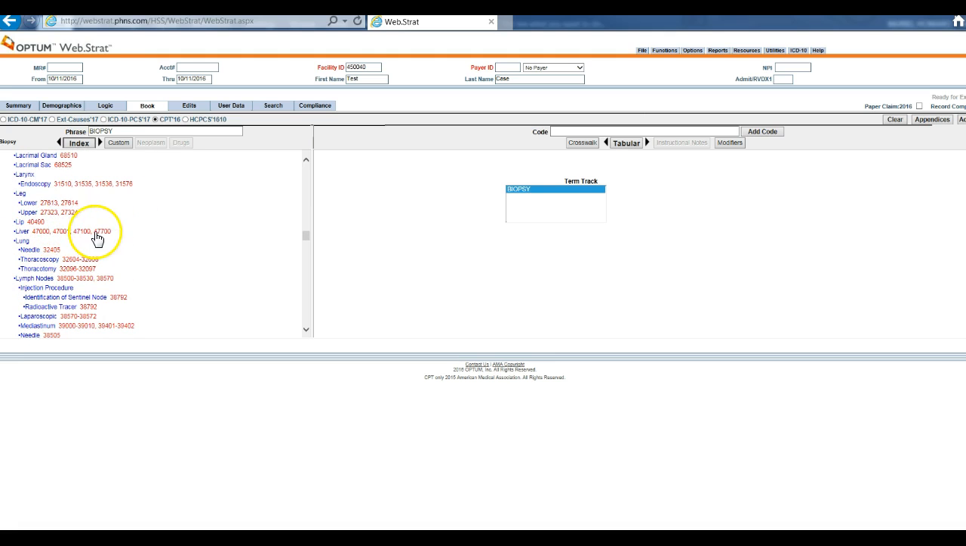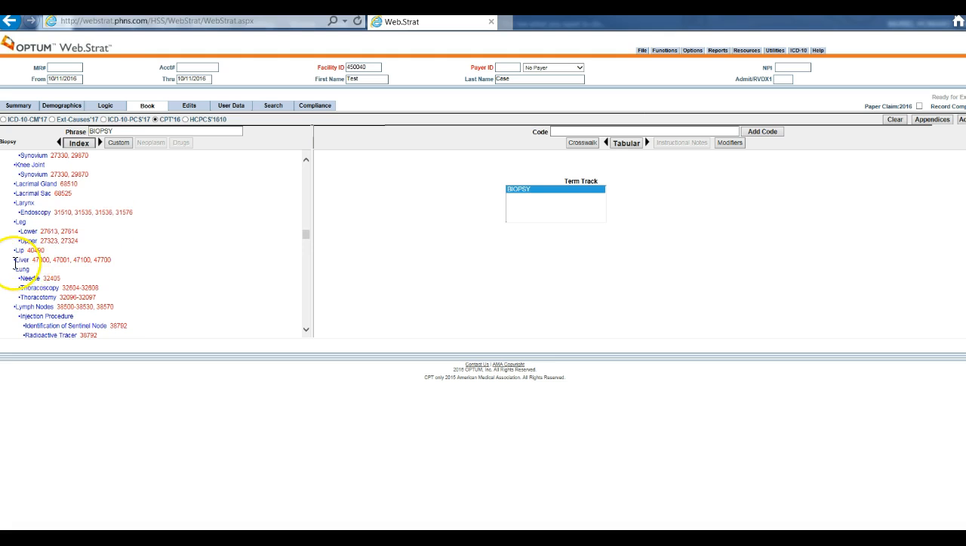Okay, so I see liver and I see several codes. And this is considered reference codes. This right here with a dash in between is considered a range. So we have a few things going on with the liver biopsy.